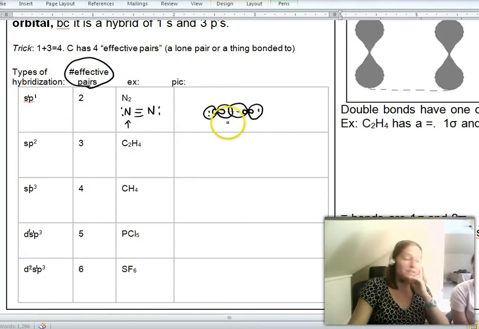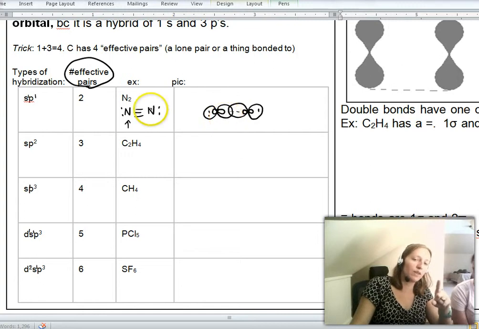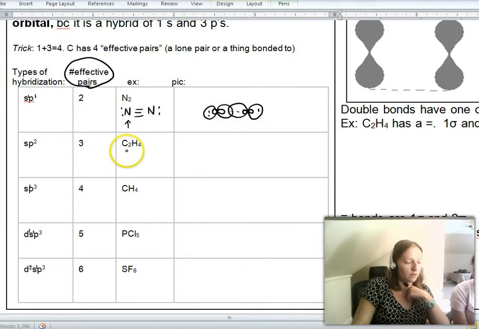And we haven't actually gotten to sigma and pi bonds yet. Maybe I'll come back to this. Yeah, I haven't explained this yet. So we'll get to the double and the triple bonds in a second. So this is just the first bond between nitrogens. All right, and then you've got ethene here, and that's going to be with your Lewis structure.